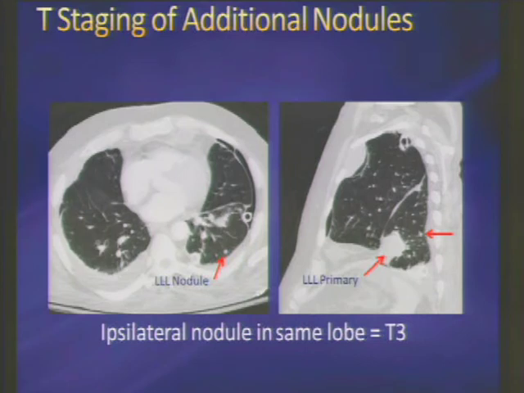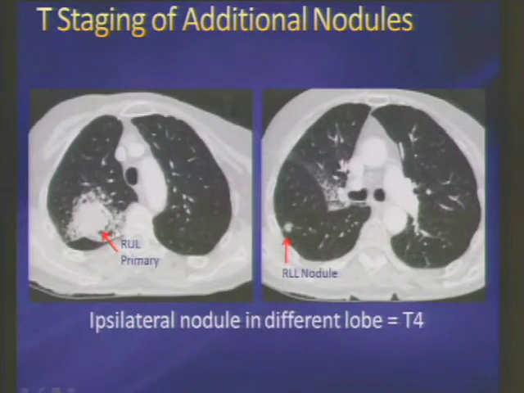Here is an example of an ipsilateral nodule in the same lobe. This is a left lower lobe primary, and this nodule is in the same lobe. If this is a metastatic nodule, it is classified as T3: ipsilateral lung, same lobe, T3.